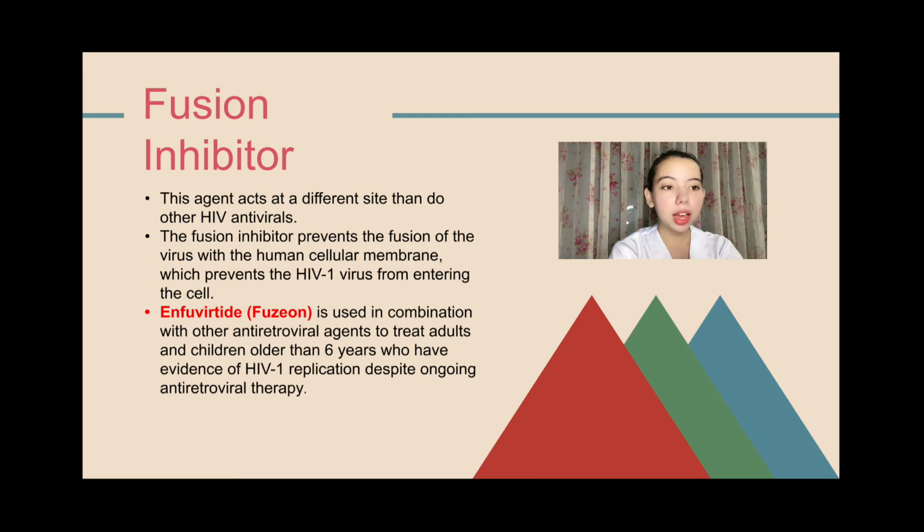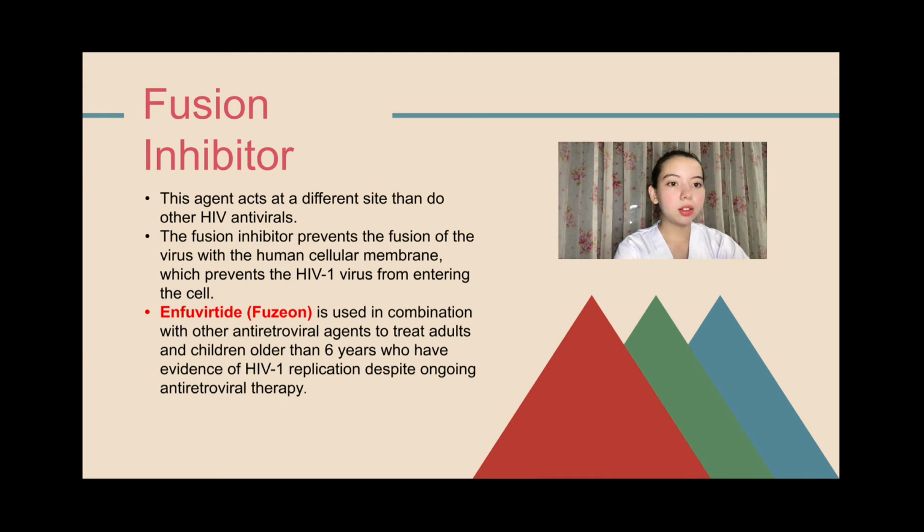So, enfuvirtide is contraindicated with hypersensitivity to any component of the drug and in mothers who are breastfeeding their baby. Caution in the presence of lung disease and pregnancy. Pharmacokinetics. Route is subcutaneous, onset is slow, peak is 4 to 8 hours, and half-life is 3.2 to 4.4 hours. It is metabolized in the liver, tissues recycle the amino acids and not excreted. Its adverse effects are headache, nausea, vomiting, diarrhea, rash, anorexia, pneumonia, chills, injection site reactions.